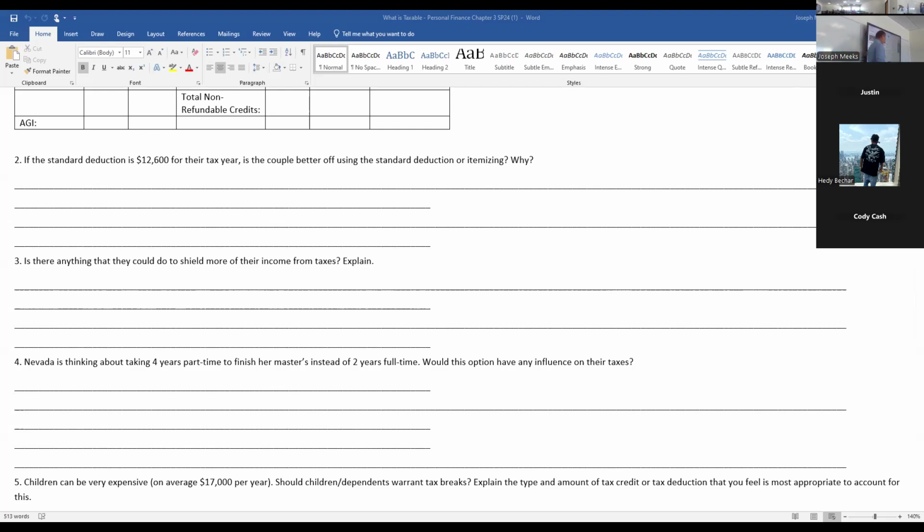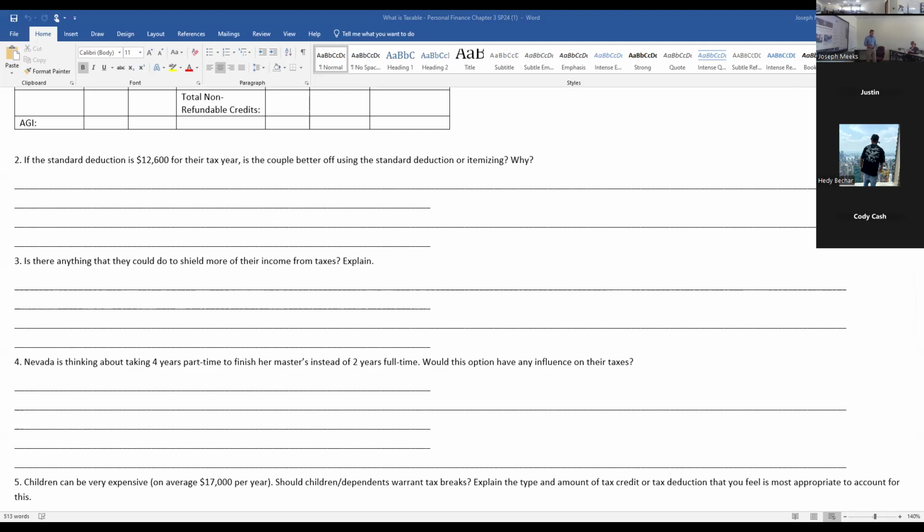Okay, so number 4. Nevada is thinking about taking 4 years part-time to finish her master's instead of 2 years full-time. How would this influence her taxes? Plus you're gonna have to pay more for tuition, right? $7,800 a year, so 15,800. Well, part-time is at a lower rate, but it still would be higher over time. So that would give her a higher tuition cost over the course of 4 years.